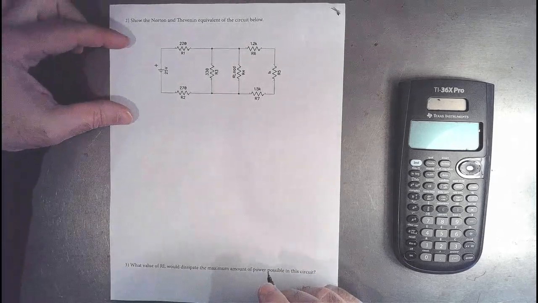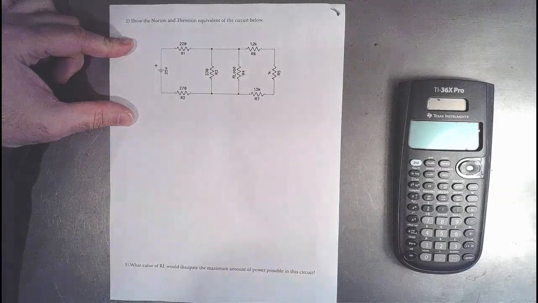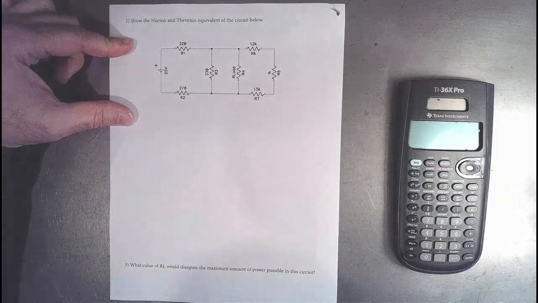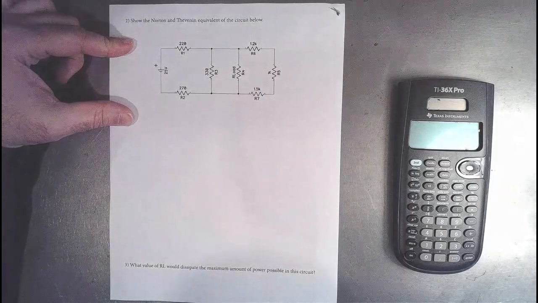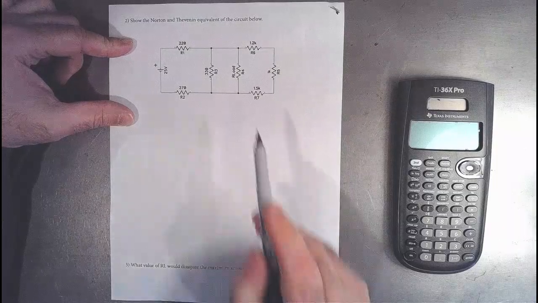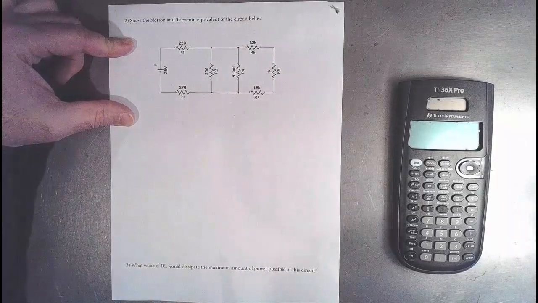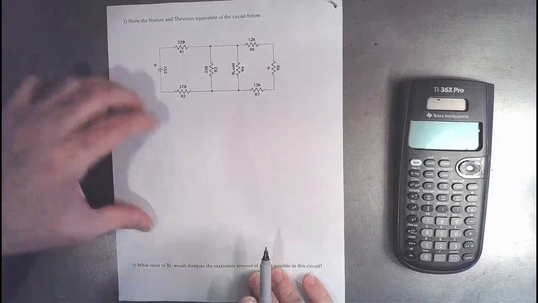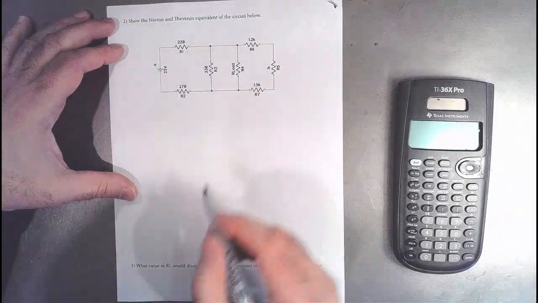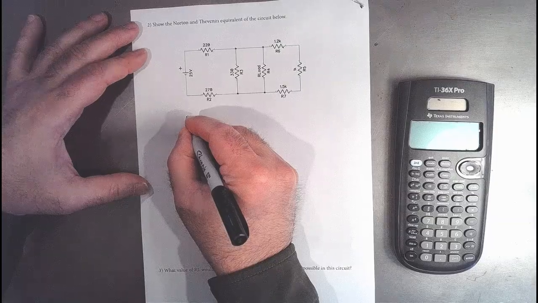Hey guys, so this next problem is another Norton and Thevenin problem. Here we're asked to show the Norton and Thevenin equivalent of this circuit. And you can see that this is RL right here. So the first thing I'm going to do is remove RL from the circuit.